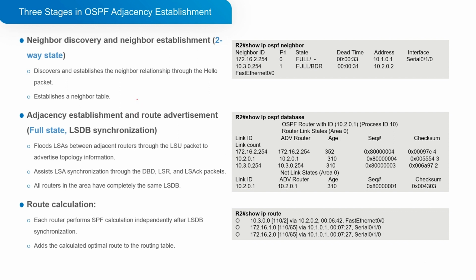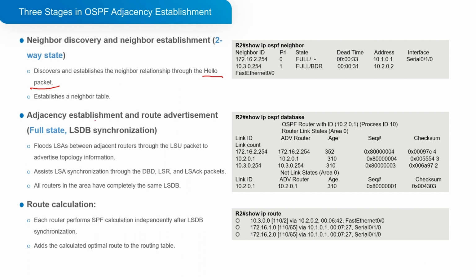So for the first, the neighbor discovery and the neighbor establishment is the two-way state. For the two-way state, we use the hello packet to discover our neighbor, to establish our neighbor, and to maintain our neighbor. So this is the neighbor relationship. For this state, we establish a neighbor table. In the neighbor table, we can see the router ID information, the IP address information, and the neighbor list information. After one router has the neighbor router ID, the state of this router will become the two-way state. So it's very simple for two routers to become the two-way state.